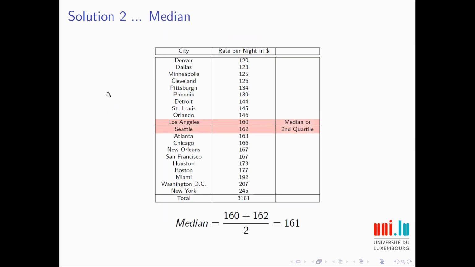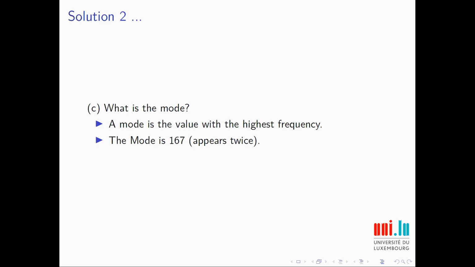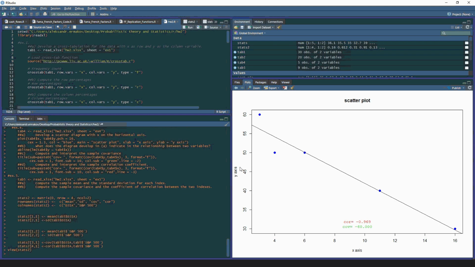Okay. What's the mode? A mode is the value with the highest frequency. The mode here is 167. Also, let me show you my R script. I hope maybe it will be more intuitive for you. Let me share my RStudio. Just a second, and I will show you what I actually want.